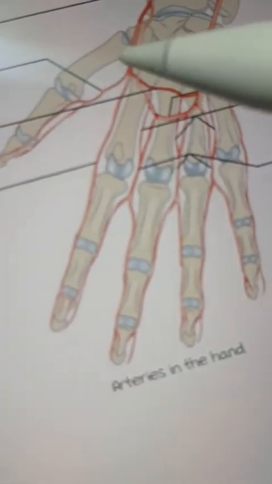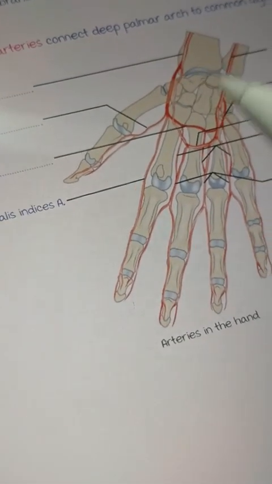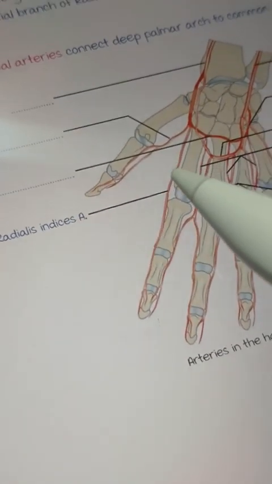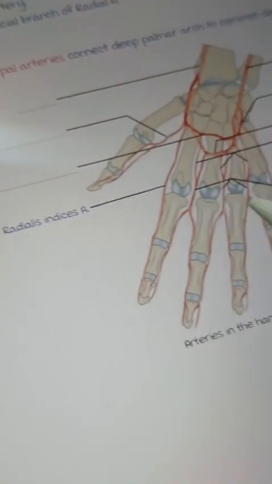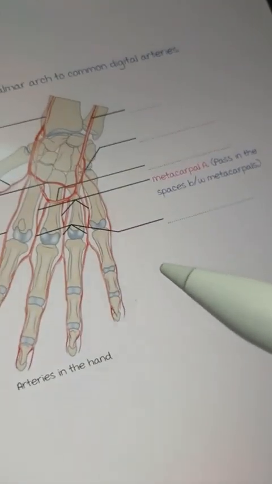Then you can see here, what is this? This is the radial artery, superficial branch. This is the princeps pollicis. What is this? Radialis indicis. What is this? Deep branch of the ulnar artery. These are the metacarpal arteries.